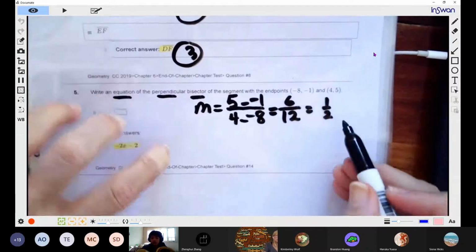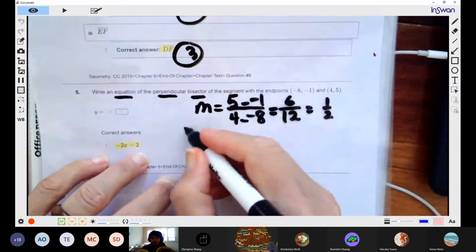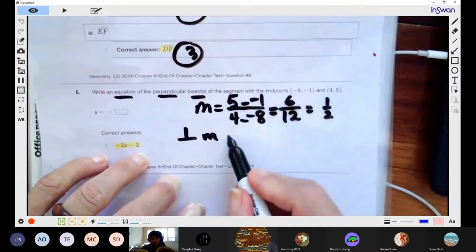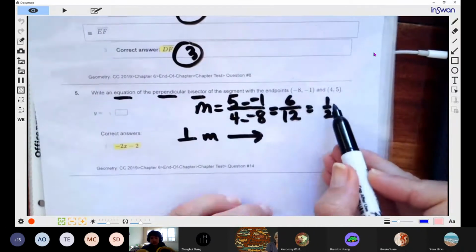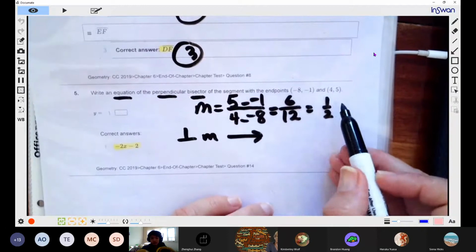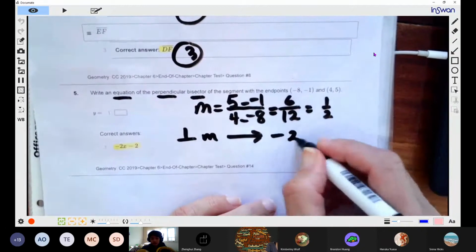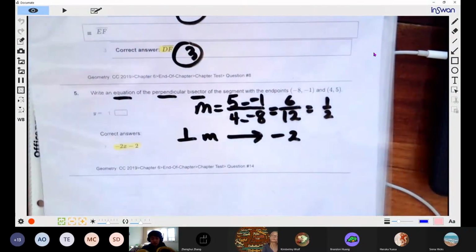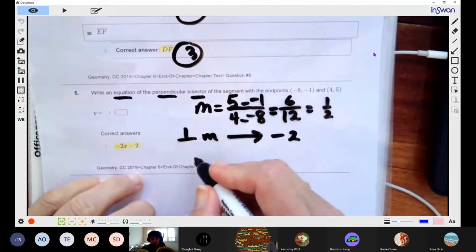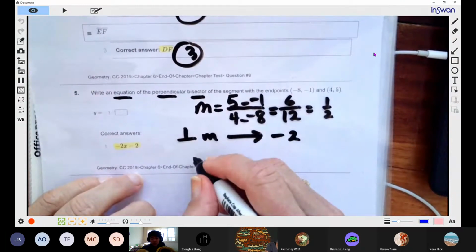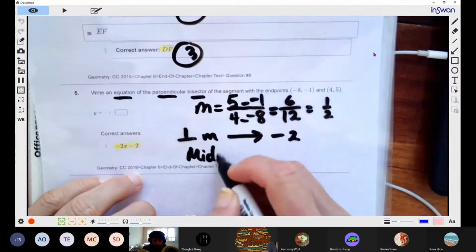Now, this is the regular one. So then the perpendicular slope, remember, is going to be whatever you have to multiply this by to get a product of -1, which means the negative reciprocal. So there's your slope. That's the first step. Second step, we're going to look for the bisector. The bisector is the midpoint.